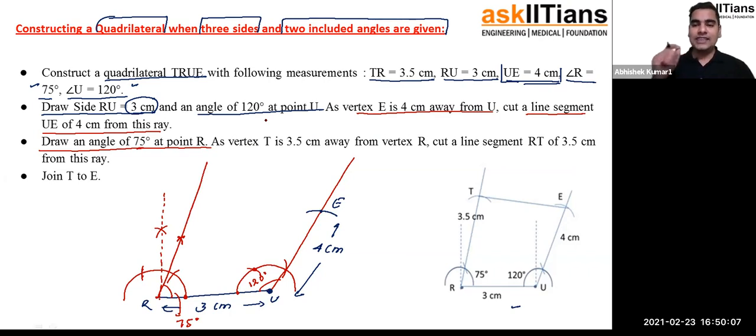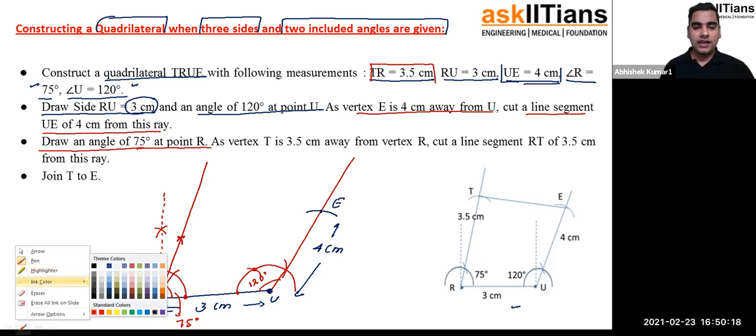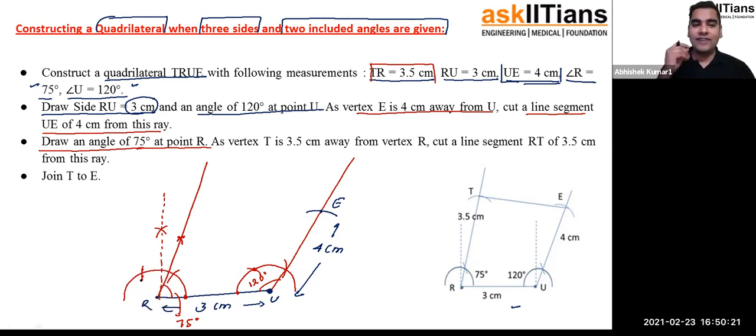Now, what is the length of RT? The length of RT we are already provided, that's equal to 3.5 centimeter. So you need to assume R to be the center and mark an arc of length 3.5 centimeter on it. Let's say this is where it cuts. So this is going to be T, and the length of this will be equal to 3.5 centimeter. All you have to do now is join T and E using a scale, and you will automatically get your required quadrilateral TRUE.